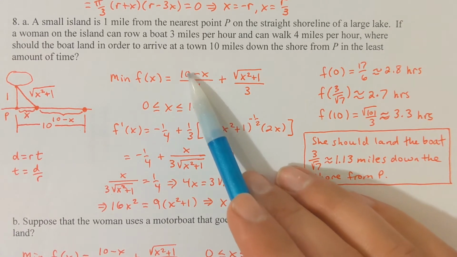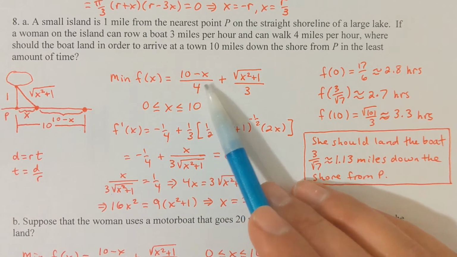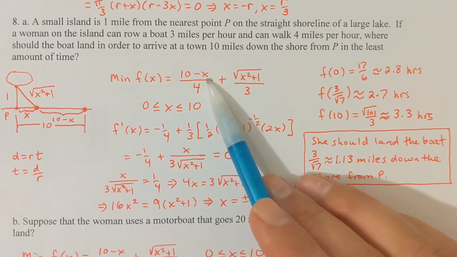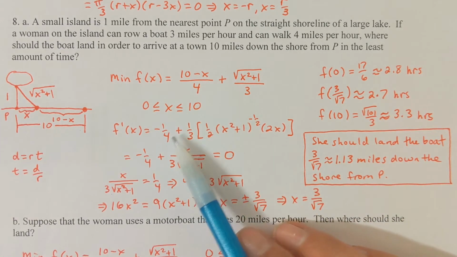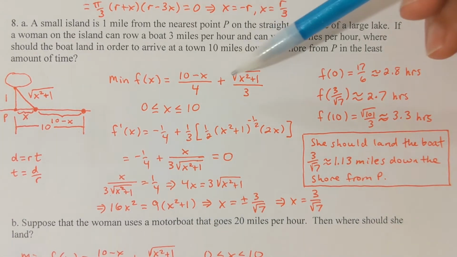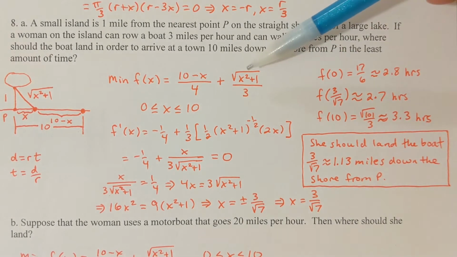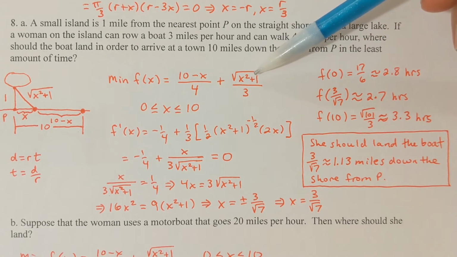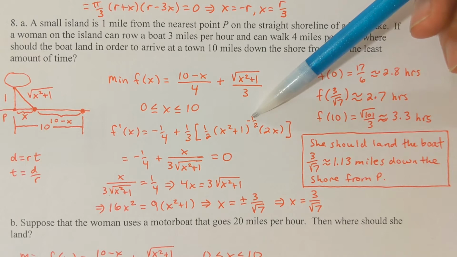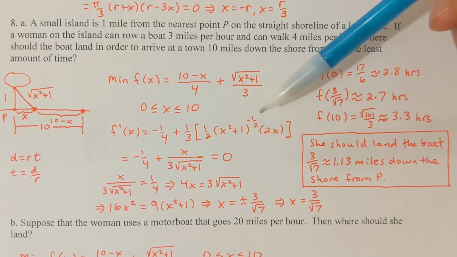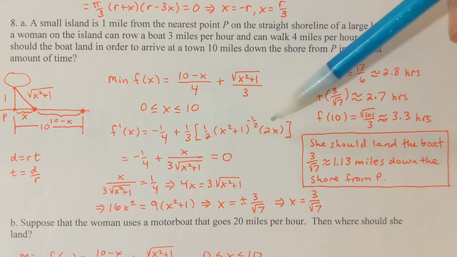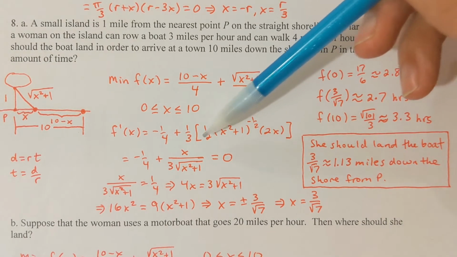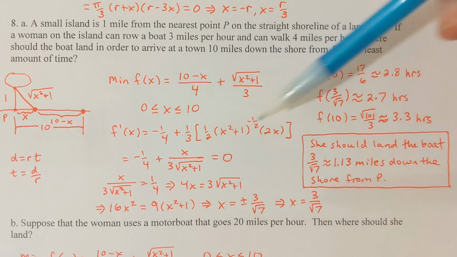We've got 10 over 4, derivative of a constant is always 0, right? The derivative of negative 1/4 x would be negative 1/4, and then plus 1/3 is a constant, right? So then the derivative of the square root of x squared plus 1, that'd be a chain rule. You're going to have 1/2 times x squared plus 1 to the negative 1/2 times the derivative of x squared plus 1, that's 2x. The 2's will cancel, and x is still going to remain in the numerator.